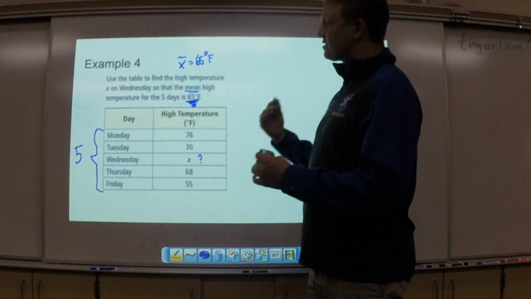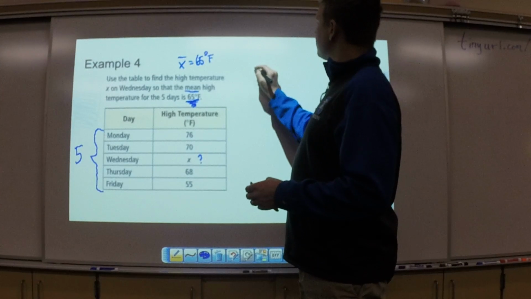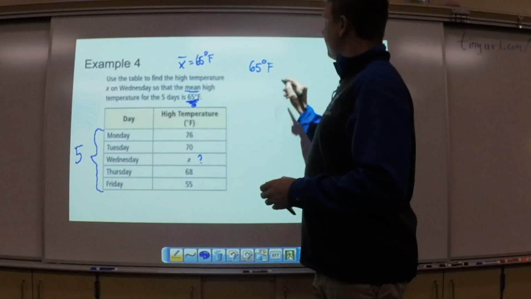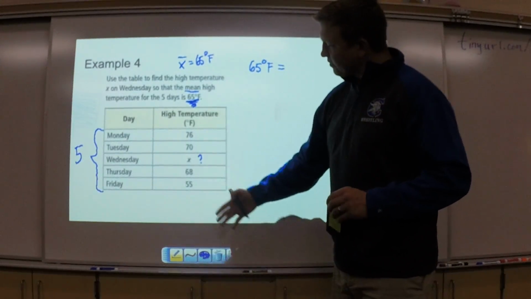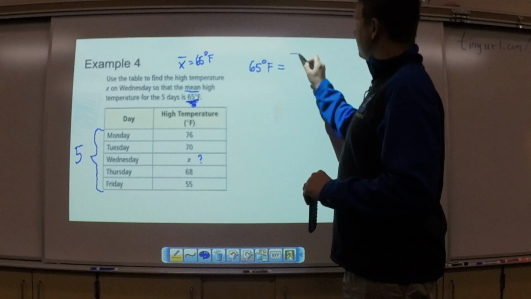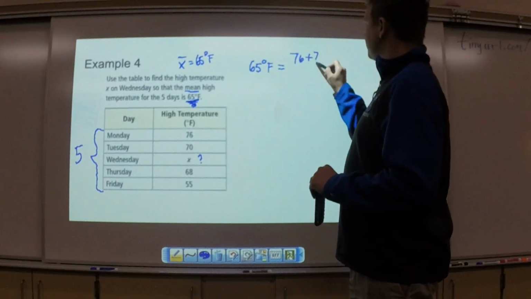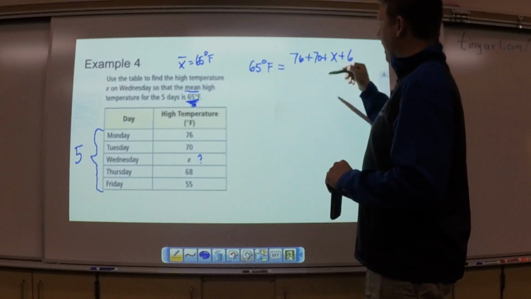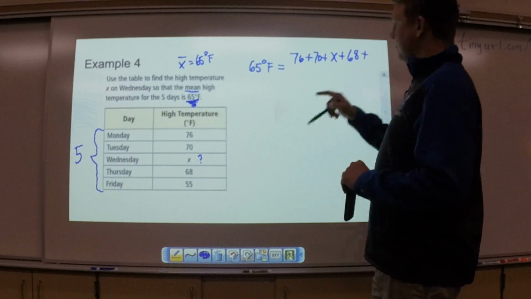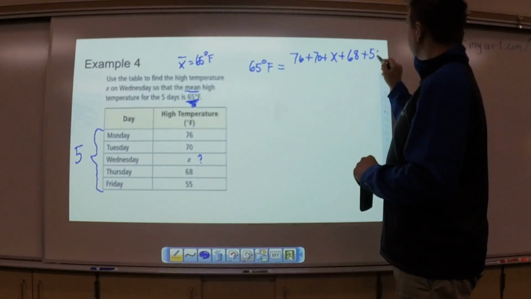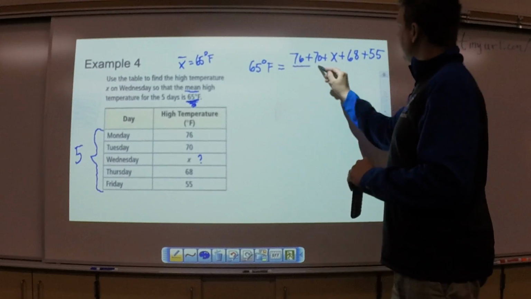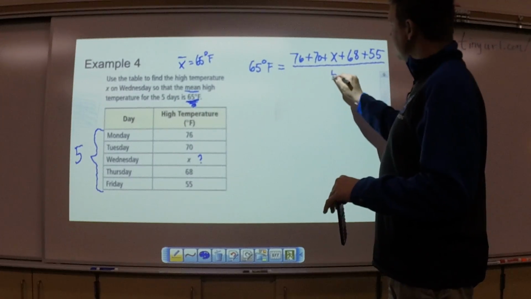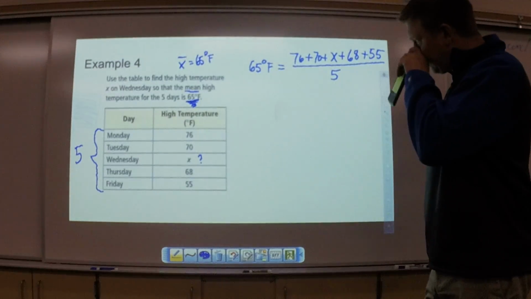Okay, so what we're going to do is set up an equation. The mean is on one side, 65 degrees Fahrenheit, and it is going to equal the average of all of these. So in order to figure out the average, we go 76 plus 70 plus x plus 68, because x is our unknown amount, we don't know what that is, plus 55. Okay? So now we draw a big line underneath, and remember the definition for mean is add them all up, divide by how many there are, which is 5 numbers that we're representing.